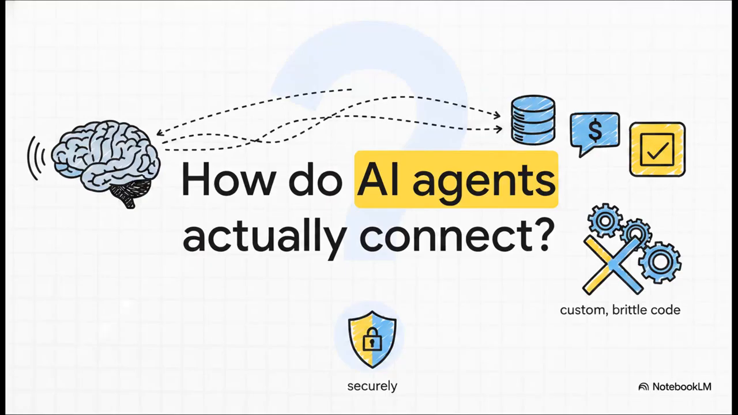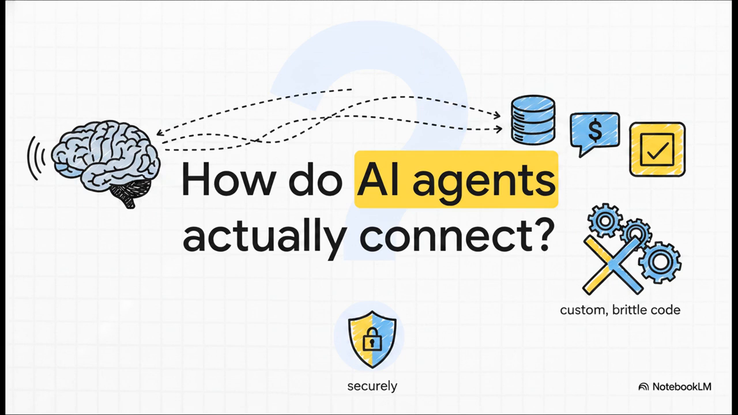Before we can really appreciate the solutions here, we have to look at the absolute nightmare developers face when deploying large language models into the wild. An LLM is brilliant, sure, but by default, its knowledge is completely frozen in time, and it's totally isolated from your digital ecosystem. So I want to pose this question. How do AI agents actually connect to the outside world? Like, if you ask an AI assistant to check a database, summarize a live Slack channel, and update a Jira ticket, how does it securely reach out and actually do that?